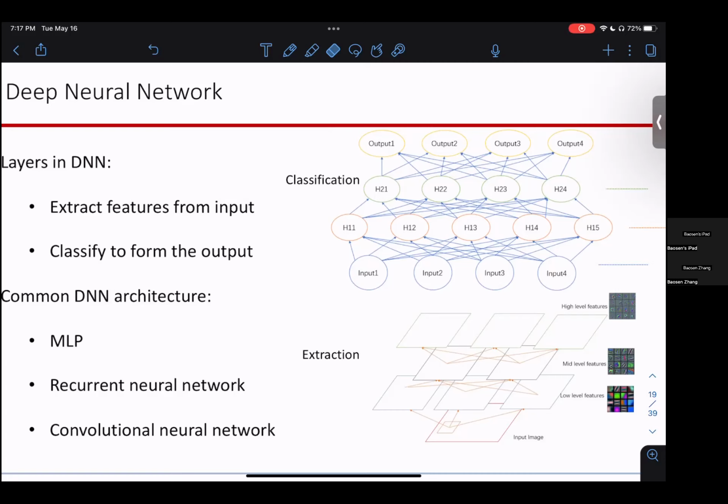So in some sense, you're saying a neural network is doing this automatically, right? It's doing this thing automatically. Okay.